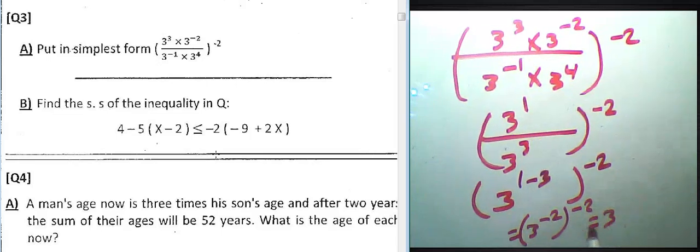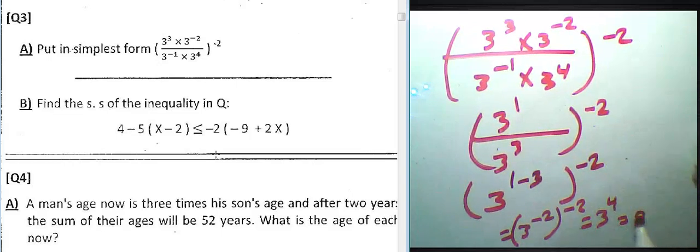And the result will be 3 power what? Negative 2 times negative 2 equals 4. 3 power 4 equals 9 times 9 equals 81. The result for this example will be equal to 81.